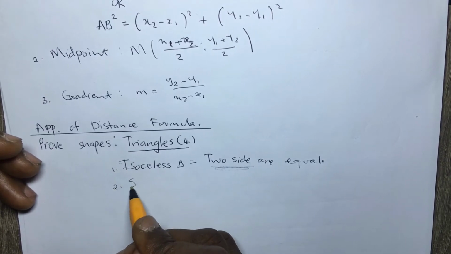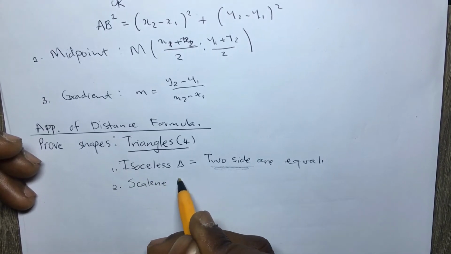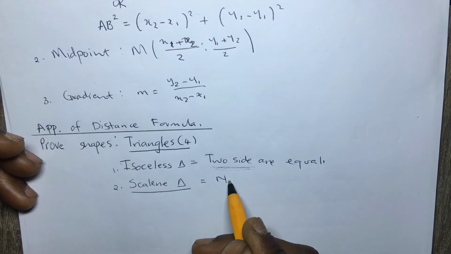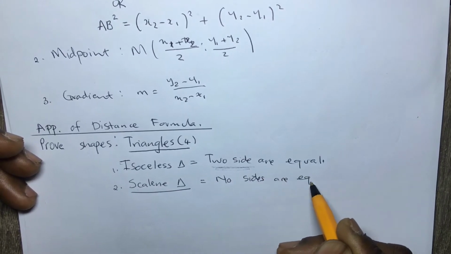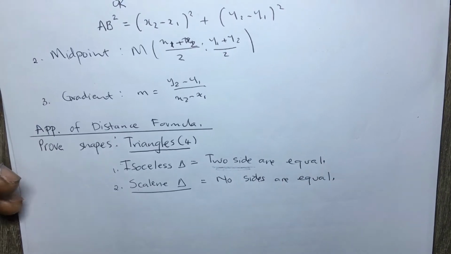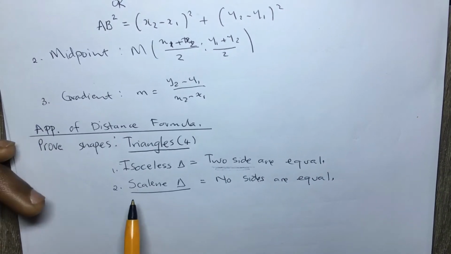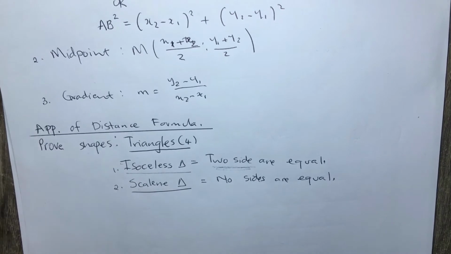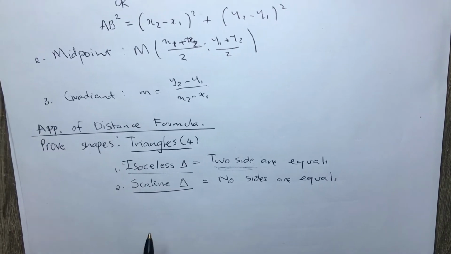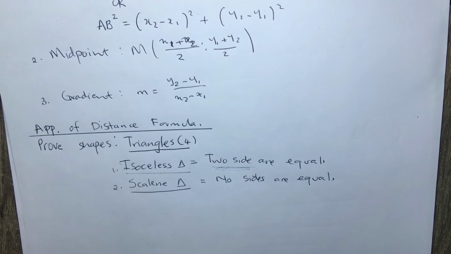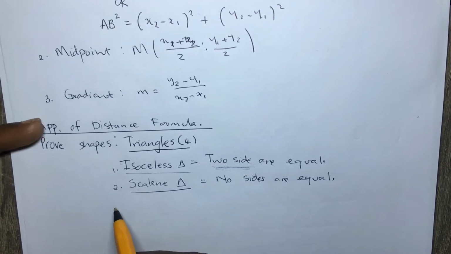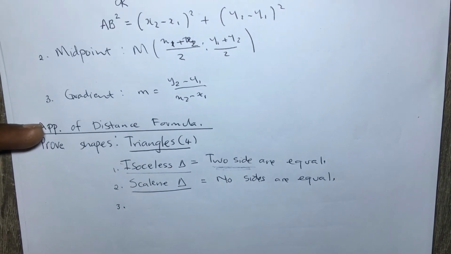Number 2, you've got a scalene triangle. No sides are equal. I hope that's good English. So all the sides are different. So if you're proving that it's a scalene triangle, they can give you the points and ask what type of triangle this is. So you're going to find the distance of all the 3 sides. A triangle has 3 sides, and then once you find that the distances are different, then you say it's a scalene triangle because the distances are different.